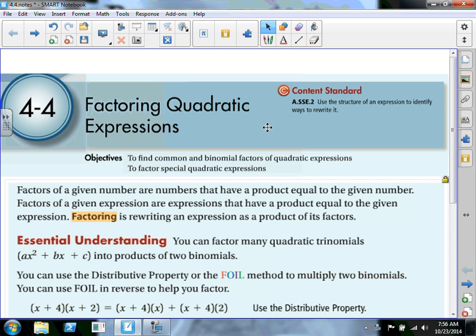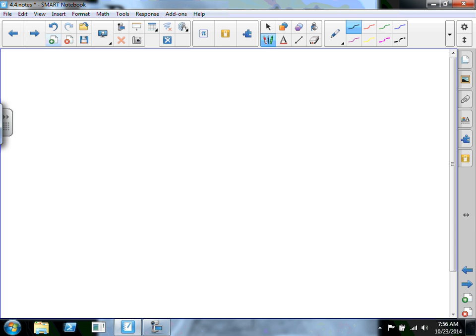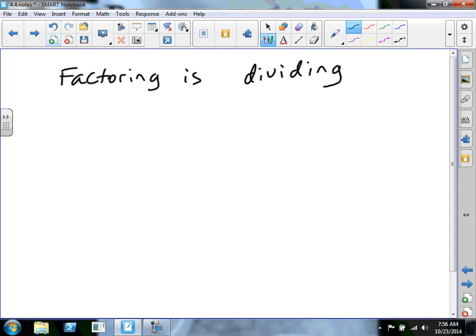By the end of this lesson, you should be able to factor GCFs. You should be able to factor special quadratic expressions. And I told this class that we're going to get right to it. So here we go. I'm going to say a couple things about factoring before we get started. Factoring is division. It's dividing. When you factor, essentially what you do is divide. If you don't believe me, what I'd like to do is show you a quick example of what I mean.